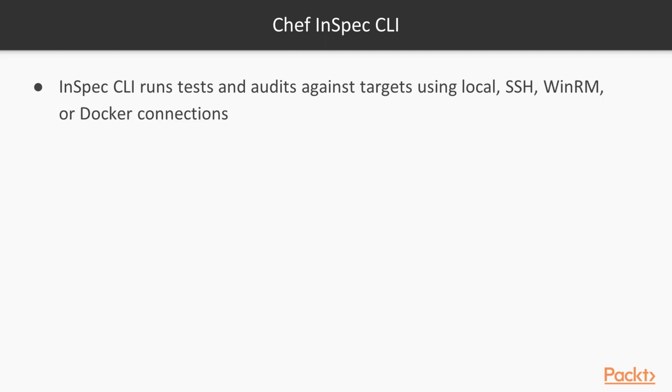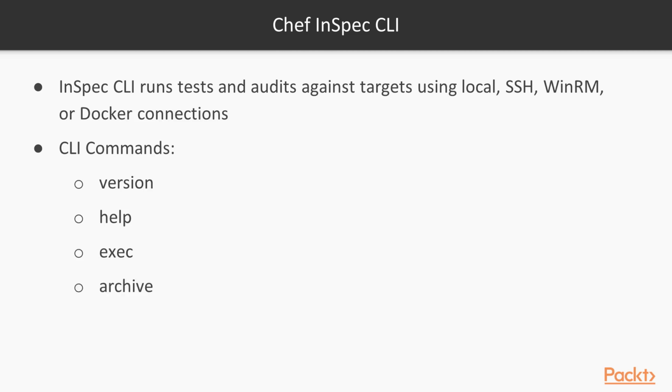Let us see a few examples of CLI commands. Version prints the version of the InSpec tool. With the help subcommand, we describe available commands or one specific command's details. The exec subcommand is used to run all test files present at the specified location.